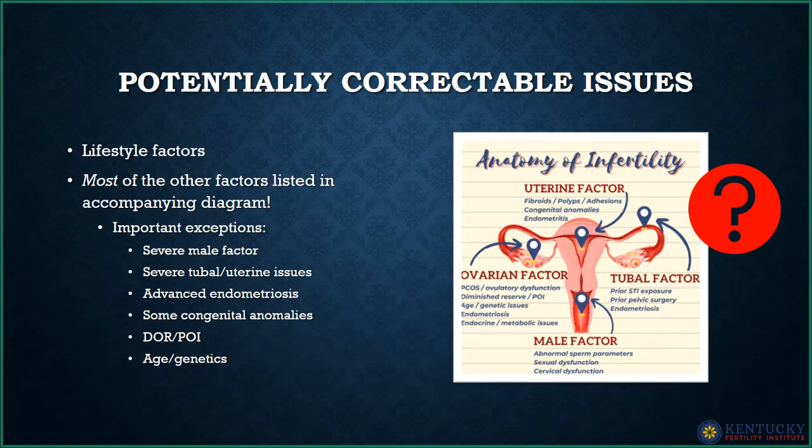It's important to note that we can't fix everything. You know, people that have very severe male factor, non-obstructive azoospermia, genetic factors leading to azoospermia, certain tubal issues that have been long existing from chronic pelvic inflammatory disease, uterine factors that are full of fibroids or severe Asherman syndrome, really nasty cases of endometriosis. There are some congenital anomalies that don't have a surgical correction. Certainly, as we're running out of eggs, I don't have a cure for that. Diminished reserve and ovarian failure are very difficult to address in an easy way. And then we don't have a cure for age. We don't have a cure for genetic factors. And so some of these things that are just inherent to the couple's situation, we don't necessarily have a way to easily manage.